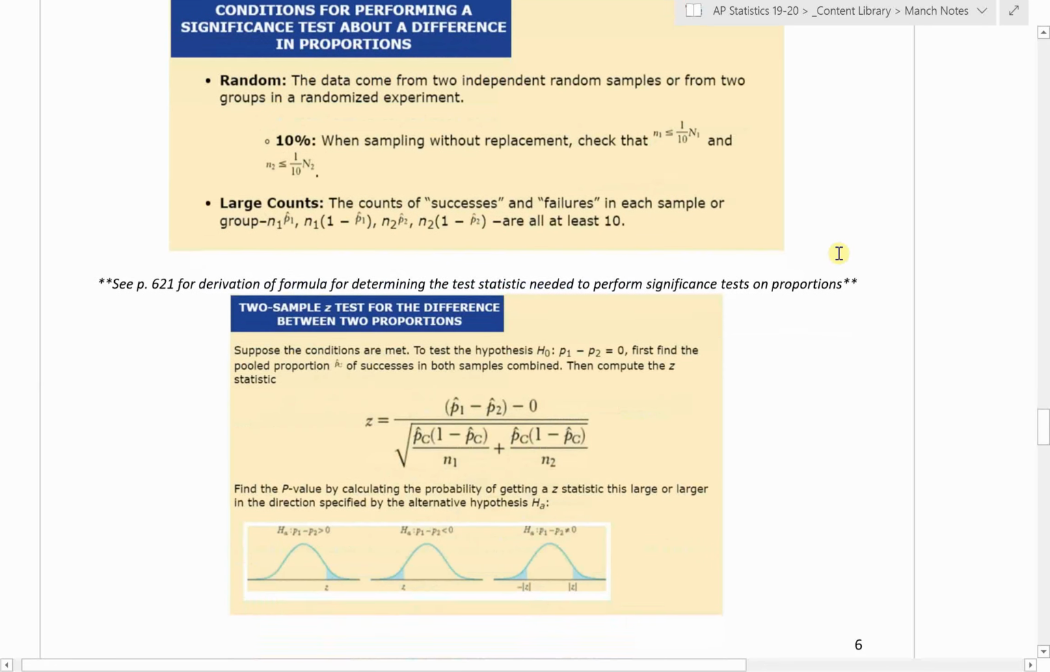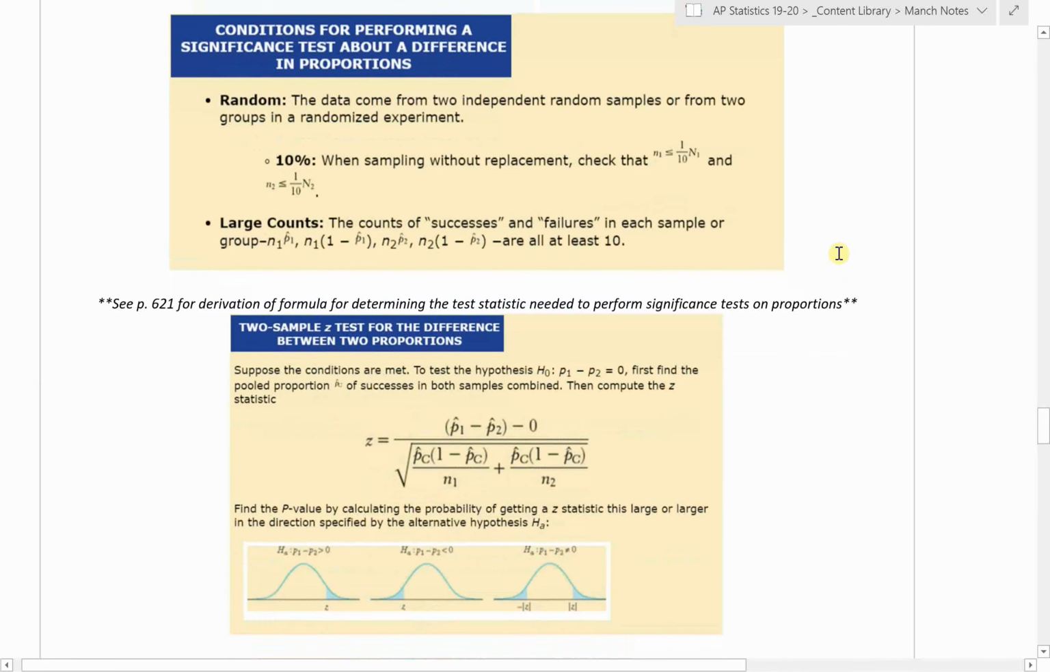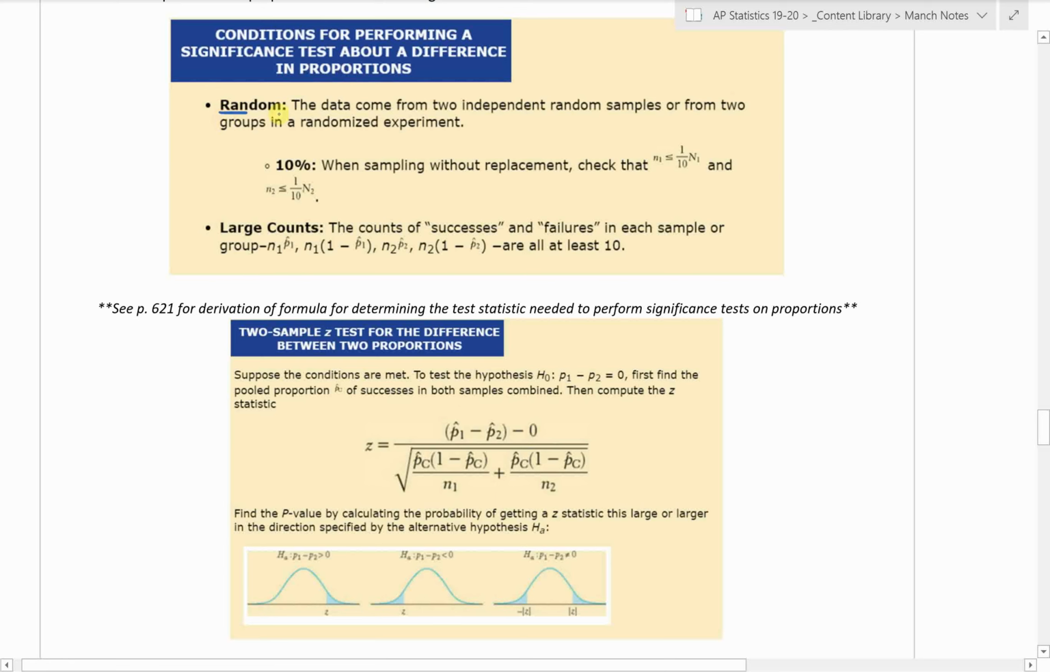So let's talk about the conditions that we would need to check in order to do a significance test for a difference of proportions. They are the same as the conditions for doing a significance test on a single proportion. Exact same conditions. Okay. So that means we need to verify the random sample condition, right? And again, it needs to be true for both samples.